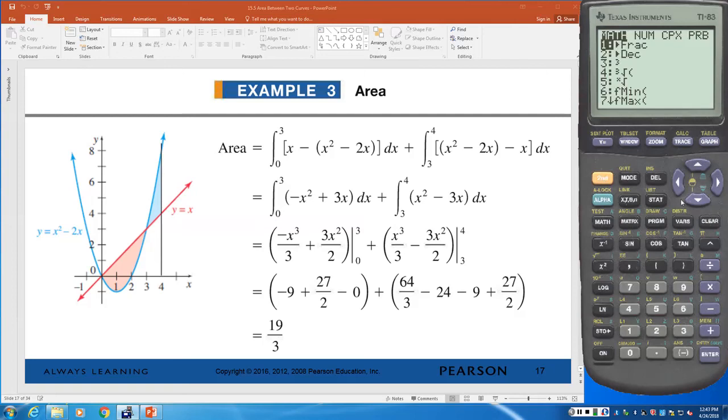And then go back to math and choose number 9, because we're doing another integral. This time we're going to take x squared minus 2x, and we're going to subtract x from it. And that's going to be with respect to x, and that's going to go from 3 to 4. And then again, close your parentheses again. So you can put that whole thing in, and you can get your answer as a fraction sometimes.